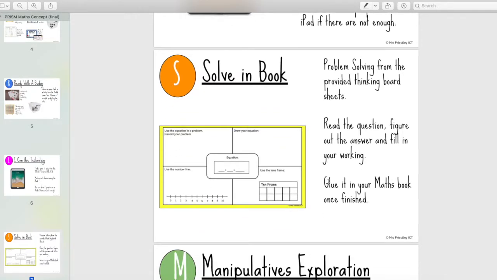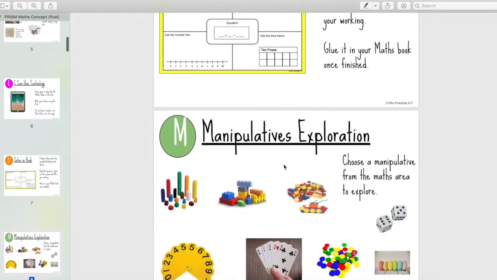Solve in book. They need to solve something in their book. So it's problem solving using a think board worksheet, which I have actually attached in this PDF for you. They need to read the question, fill out the answers, and it gets glued in their maths book. There's also another version of this particular solve in book sheet that I have, and it includes basic facts. So they can choose either to problem solve or to practice their basic facts.